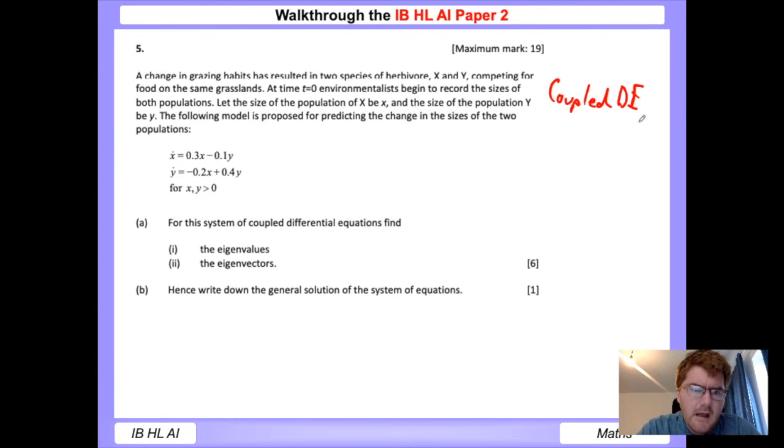For this system of coupled differential equations, we need to find the eigenvalues and eigenvectors. This is a standard process you simply need to know. It's going to appear on one of the exams, probably a paper 2 or paper 3.